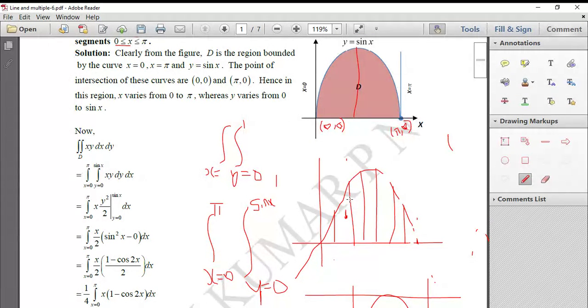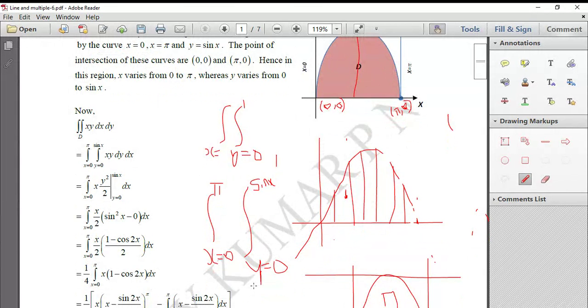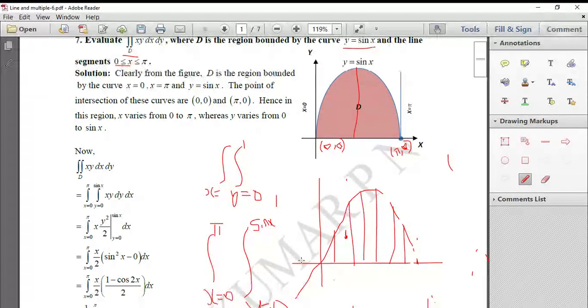If you give x equal to 0, your y will be 0. This point will come. If you give x equal to pi by 2, you'll get 1. This point will come. If you give x equal to pi, y will be 0. This point will come. So in between, all the points will come. So all the points on the boundary and below this will come for this limit. So this is how you have to choose the limit.